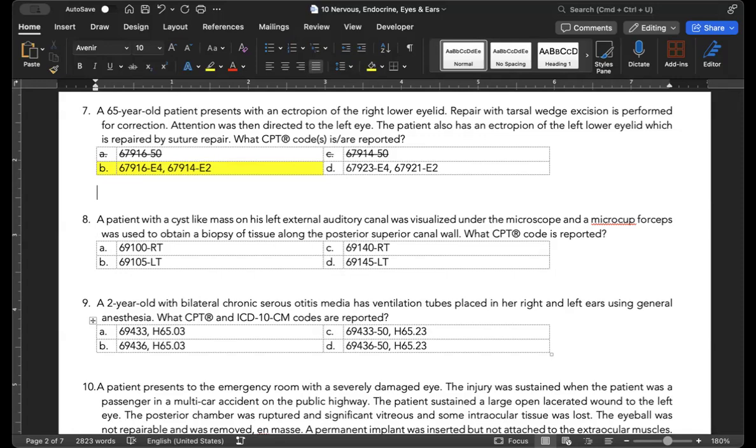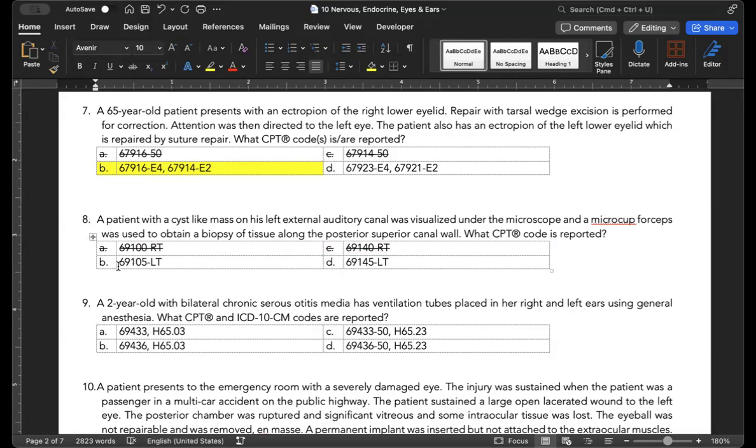And then 40 and 45 are directly underneath it. So excision of exostosis, external auditory canal. And then 69145 is excision of soft tissue lesion, external auditory canal. So for this, oh, go ahead. Sorry. Can't we remove A and C because they're right? Yep. I hadn't even gotten to the modifier in my brain yet. So, yep, you are correct.